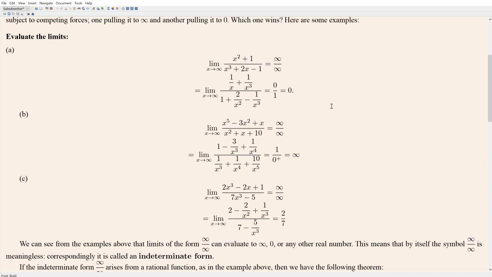Okay, so in this situation, we appear to have a case where the denominator wins. The denominator is growing to infinity faster than the numerator is growing to infinity, and consequently, that pulls the entire limit down to 0. So in the competition between numerator and denominator, the denominator wins.